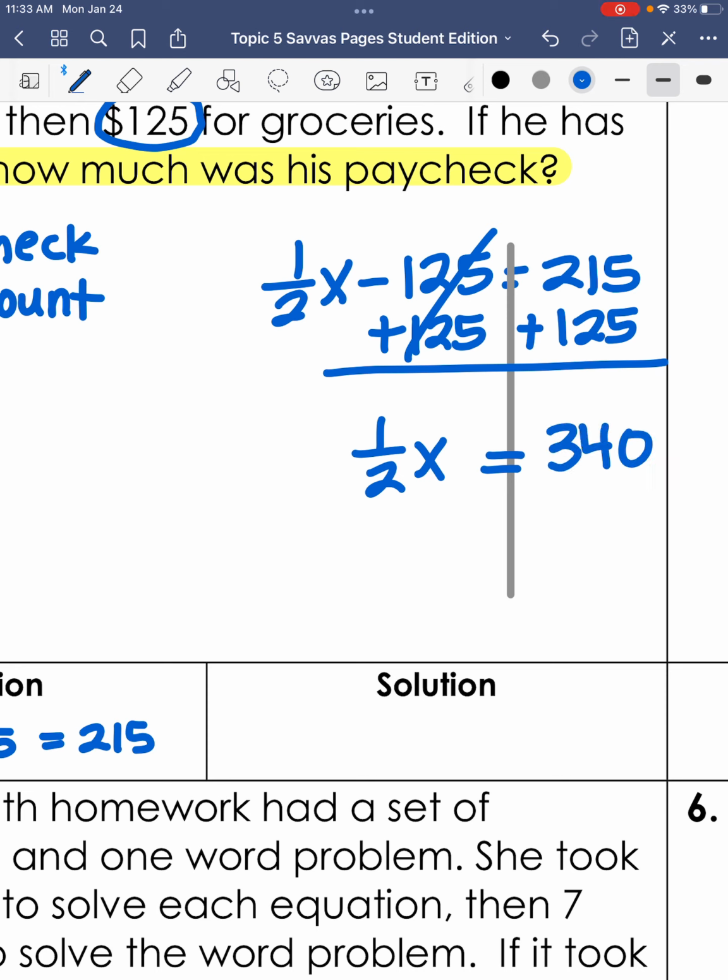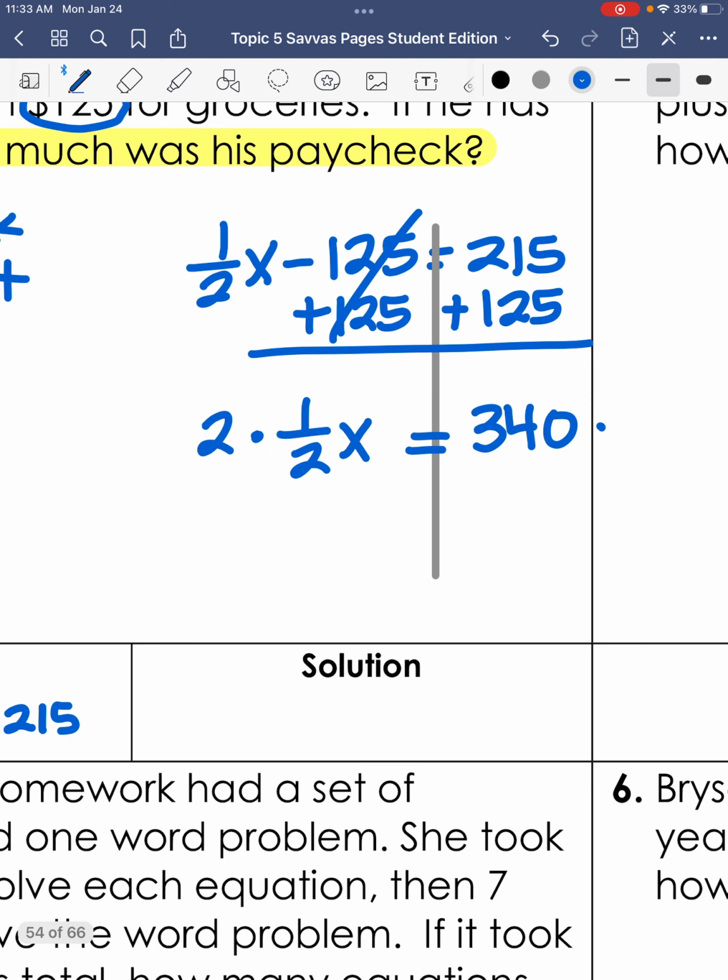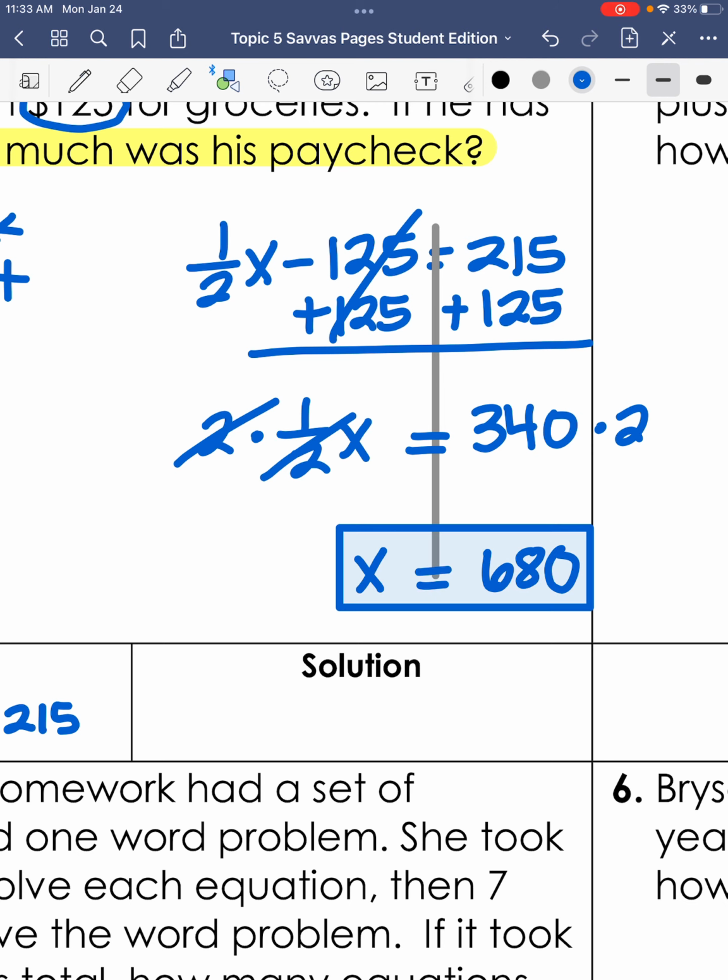Now to get the x by itself, I could divide by 1/2, but eventually I'm going to have to do keep, change, flip. So I'm going to go ahead and do the change, flip part. That means I'm going to multiply by the reciprocal, and the reciprocal of 1/2 is 2 over 1, or just 2. So I'm multiplying by 2 on both sides. So on the side with the x, everything cancels out, leaving x by itself. On the other side, I have 340 times 2, which is 680. So x equals 680. 680 what? $680.